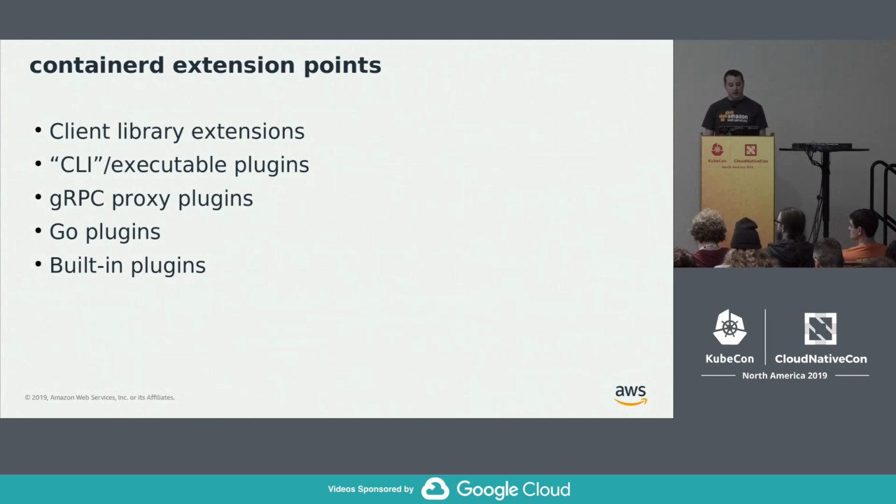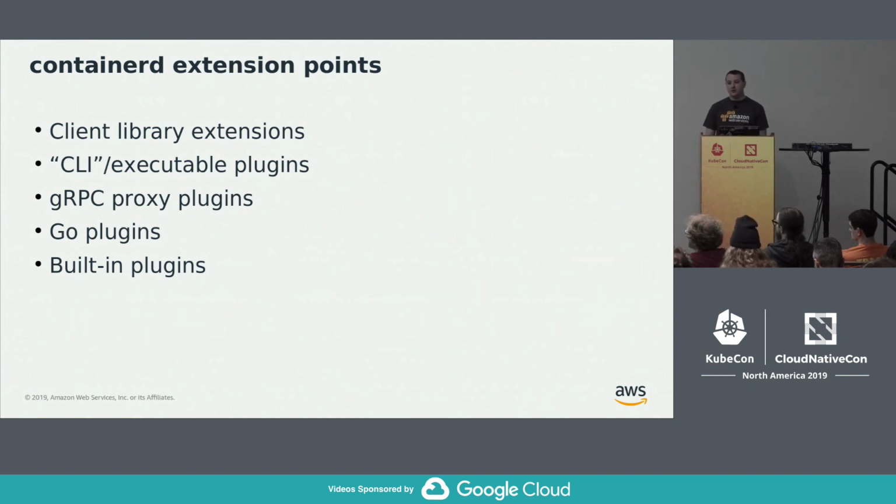The next is what I call CLI or executable plugins, which are programs that Containerd executes for you, and you can tell it to run a different program instead of the one that it's going to run by default. The third is gRPC proxy plugins, where you can implement the entire interface of one of the Containerd services in a separate program and have Containerd call into that program for you.